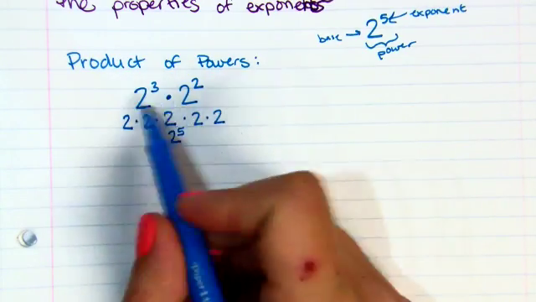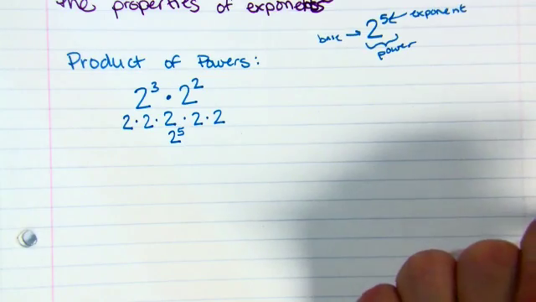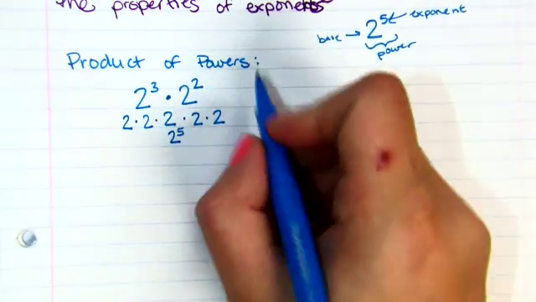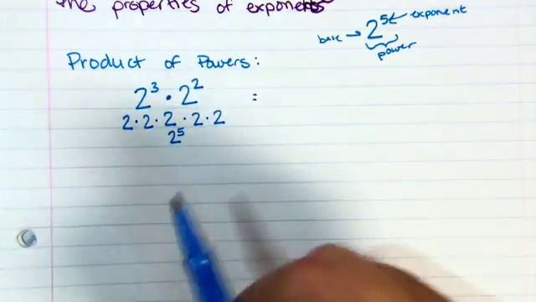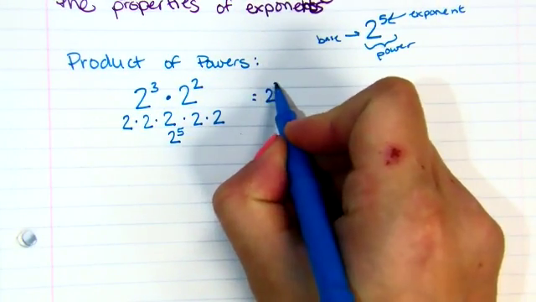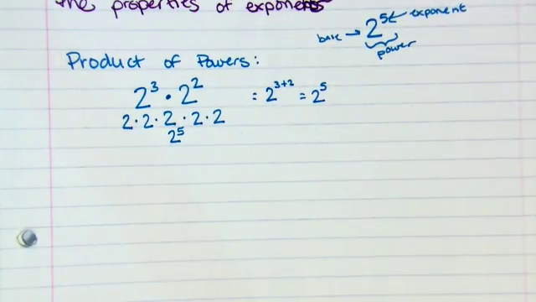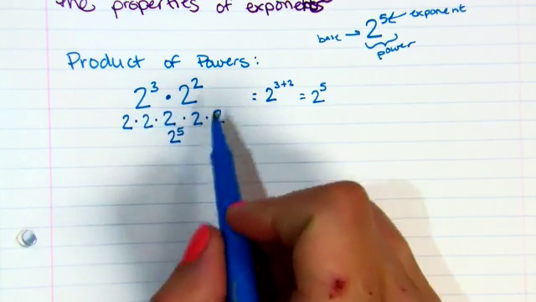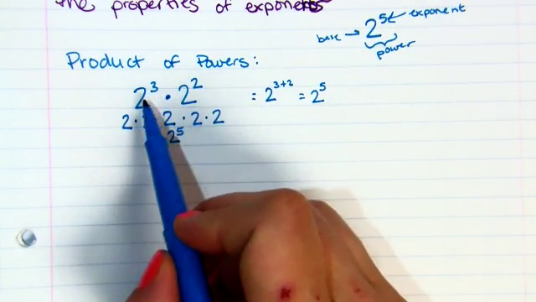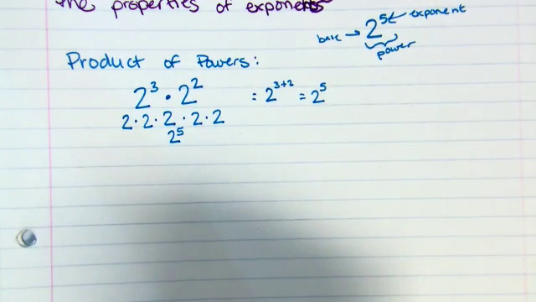Now, I can do that by writing it out. However, that's not going to work if one of those is a variable. So we need a rule that's going to work all the time. If we are multiplying two powers together with the same base, I can just add the exponents. So that would be 2 to the 5th power. I don't actually have to write out 2 times 2 times 2 times 2 times 2 to get 2 to the 5th. Because I'm multiplying these and they have the same base, I can add the exponents.